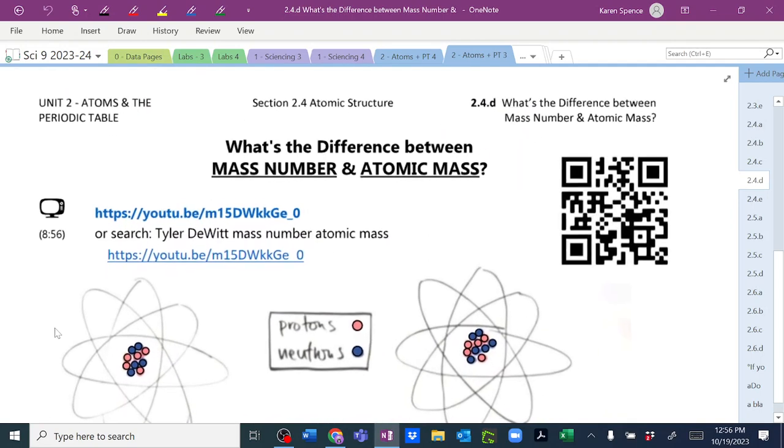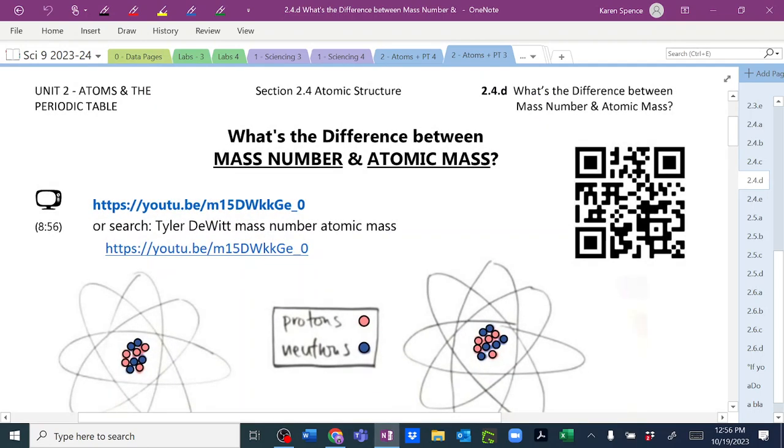Okay, because we want to know what is the difference between mass number and atomic mass. Sadly, they sound very much the same, but they are actually different. So let's just take a quick look at this.